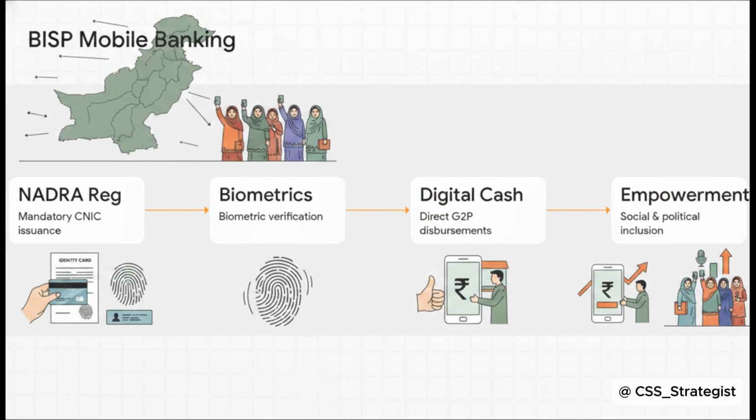Well, we look to the Benazir Income Support Program, or BISP, as a vital case study here. BISP leverages mobile banking for government-to-person payments, specifically targeting women. The process is really fascinating. First, there's mandatory NADRA registration, which actually gave many of these women their very first identity cards. Second is biometric verification. Third, digital cash disbursement directly through agents, which bypasses and eliminates corrupt middlemen. And fourth, the ultimate goal, social empowerment.